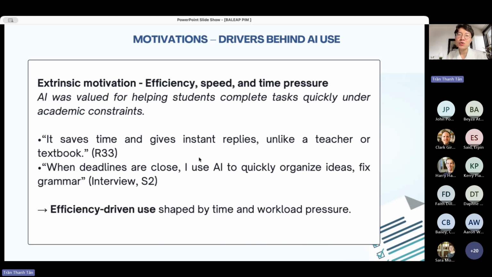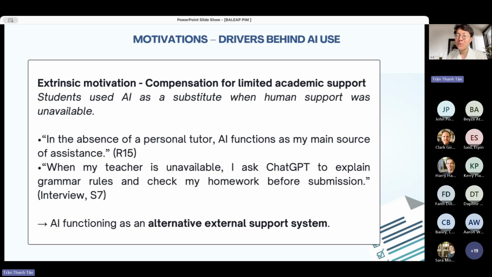Another extrinsic motivation refers to efficiency, speed, and time pressure. AI was valued for helping students complete a task quickly under academic constraints. "It saves my time and gives an instant reply, unlike a teacher or textbook." And this really refers to efficiency-driven use, which is shaped by time and workload pressure. One more extrinsic driver comes from compensation for limited academic support.